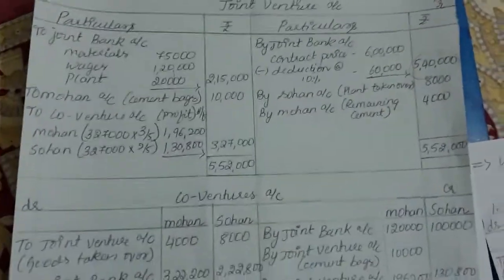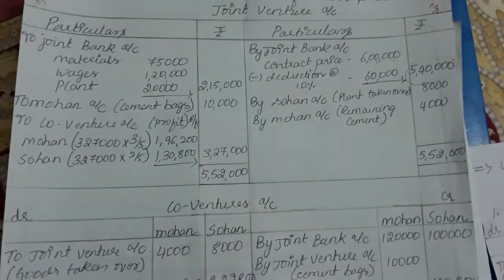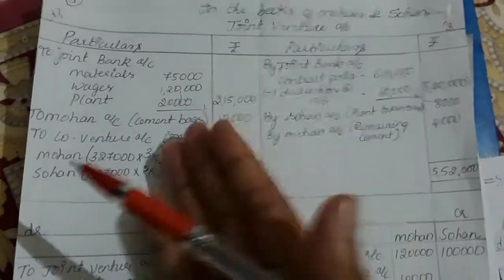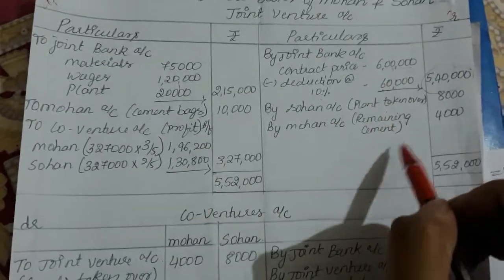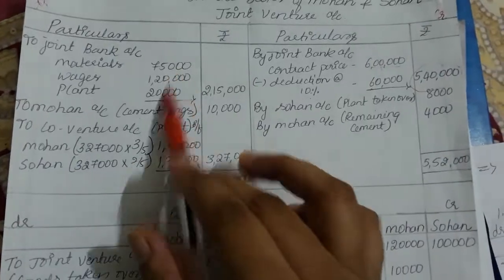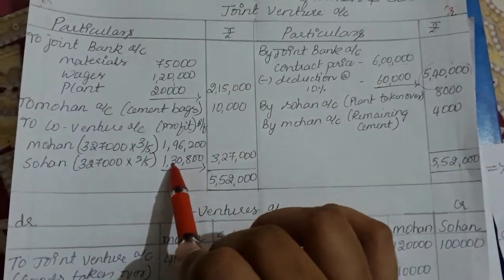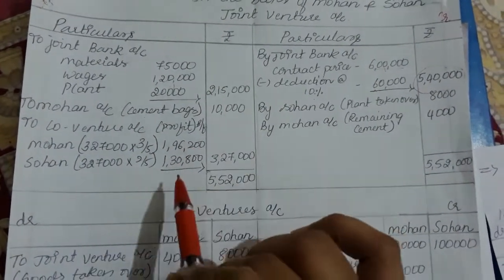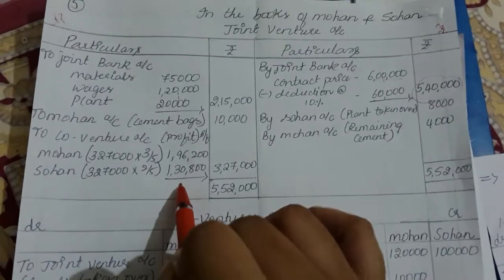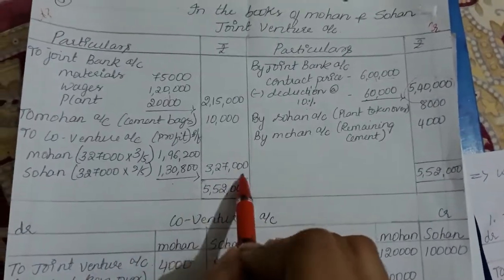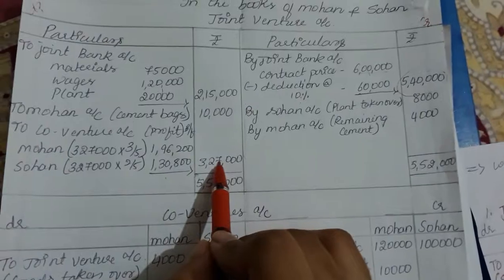So now we are supposed to see whether it is a profit on joint venture or a loss on joint venture. As you are also seeing here, it is a profit on joint venture. If the debit side is less, it is considered that it is a profit on joint venture, right? So now 3,27,000 is the profit on this joint venture.